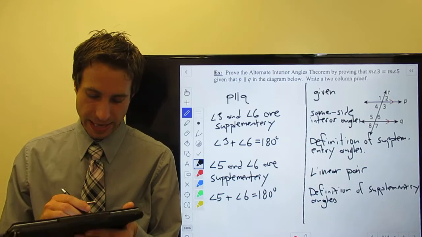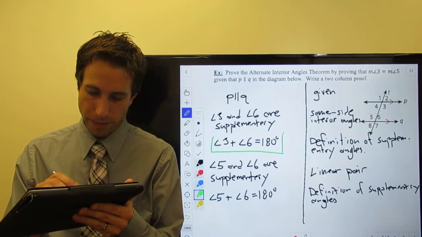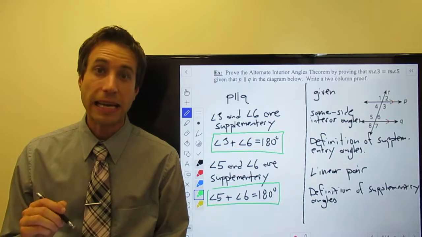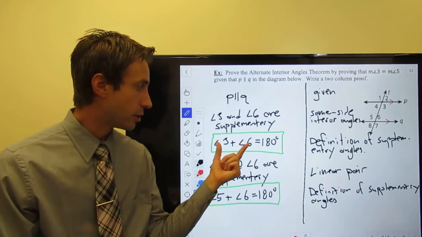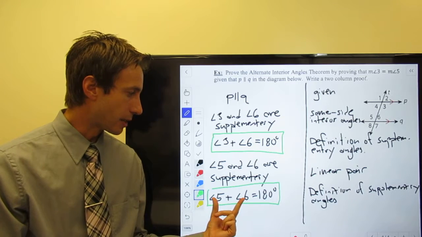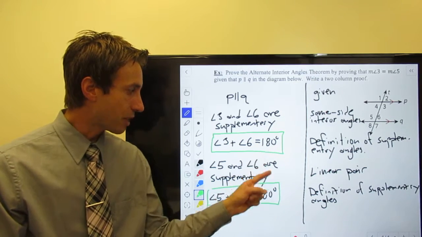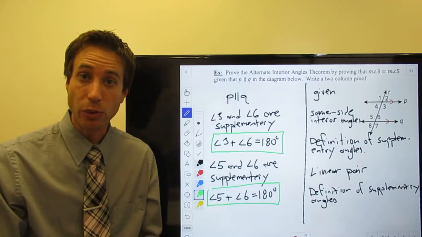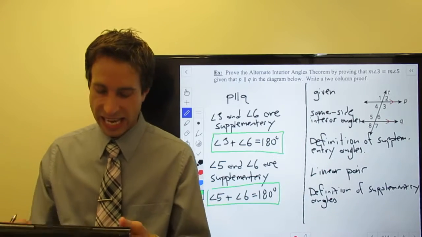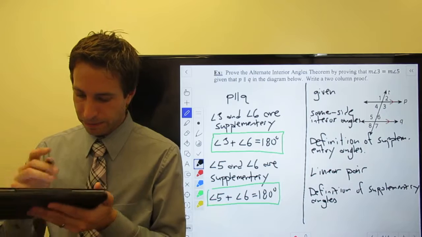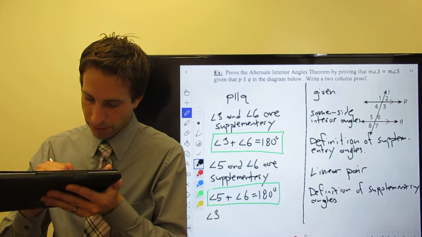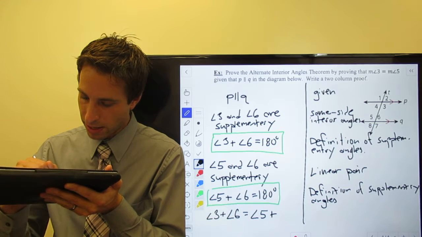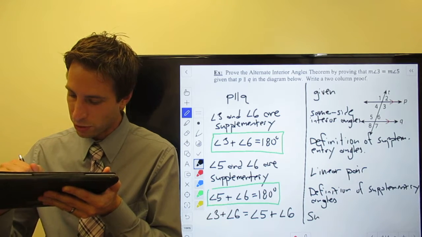All right, guys, check this out. We're almost there. You're practically to the end. Look at this. Angle 3 plus angle 6 equals 180 degrees. Angle 5 plus angle 6 equals 180 degrees. These two guys sum to 180, and these two guys sum to 180. Because they both equal the exact same thing, I can set these equal to each other. They're both equal to 180, which means they have to equal each other. So the measure of angle 3 plus the measure of angle 6 is equal to the measure of angle 5 plus the measure of angle 6. That is substitution.